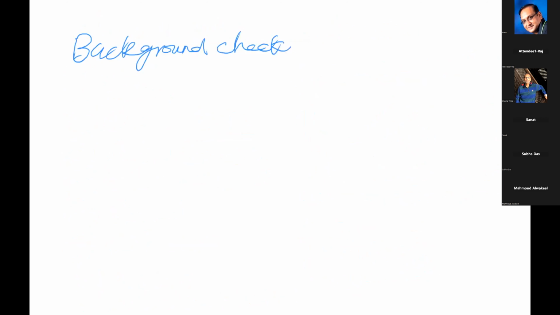Do you know what background checks are? Any idea? Yeah, basically, whoever the employees are, you do a kind of criminal check, to see whether they have been involved in any particular crimes or anything else. So you basically do a kind of pre-employment screening. That's right. This is the right definition.